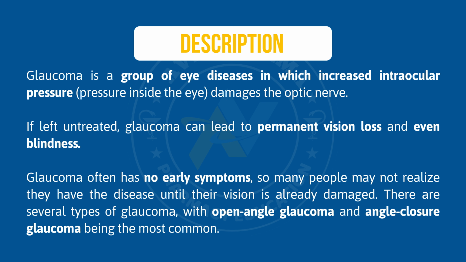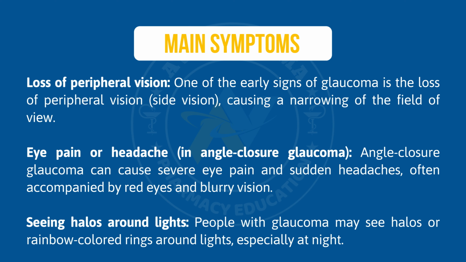Description. Glaucoma is a group of eye diseases in which increased intraocular pressure inside the eye damages the optic nerve. If left untreated, glaucoma can lead to permanent vision loss and even blindness. Glaucoma often has no early symptoms, so many people may not realize they have the disease until their vision is already damaged. There are several types of glaucoma, with open-angle glaucoma and angle-closure glaucoma being the most common.